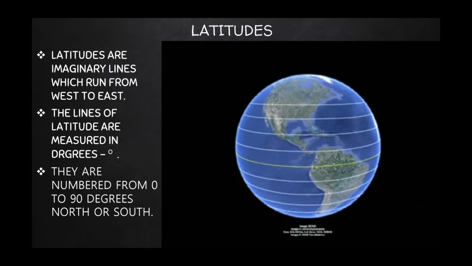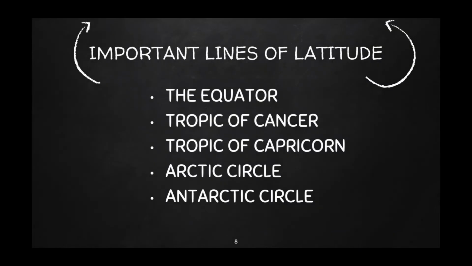Latitudes are imaginary lines which run from west to east. The lines of latitude are measured in degrees. They are numbered from 0 to 90 degrees north or south. Let's learn some important lines of latitude, and they are the equator, Tropic of Cancer, Tropic of Capricorn, Arctic Circle, Antarctic Circle.